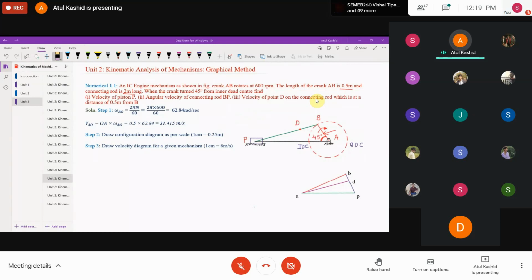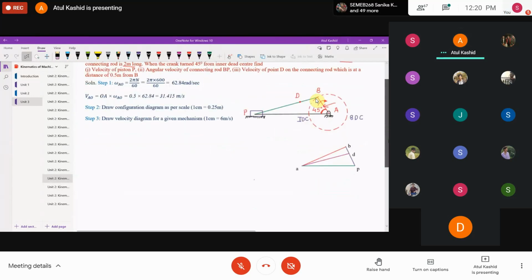Okay, so I think I've given sufficient time for the configuration diagram. Now it's time to go for the velocity diagram. As I told you, while drawing the velocity diagram, you have to first identify the fixed point. Here we can see there is one fixed point, which is the point A over here. So what I will do, I will just slide my screen somewhat down.